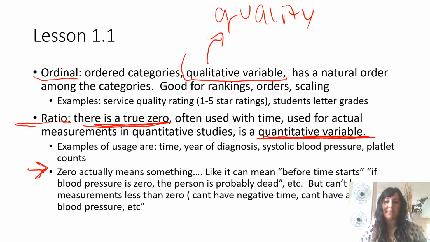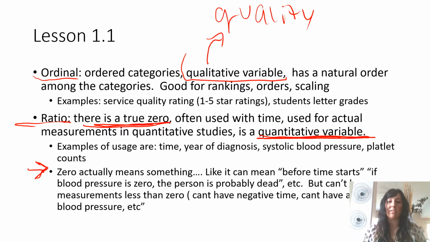Okay. Or zero platelets. If you're doing platelet counts and you have zero, then that person is not alive. Okay. So zero can actually mean something in a ratio variable. But one thing it cannot do is go lower than zero. You can't go to the other side of the number line. So we cannot have negative numbers. You can never have negative readings in ratio.